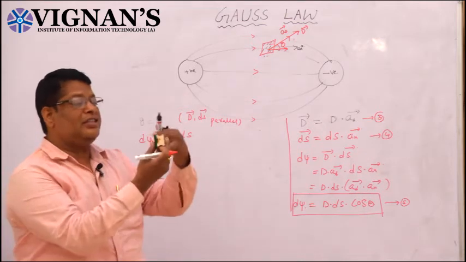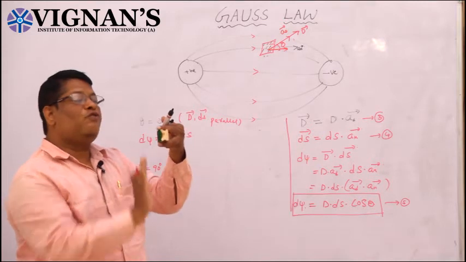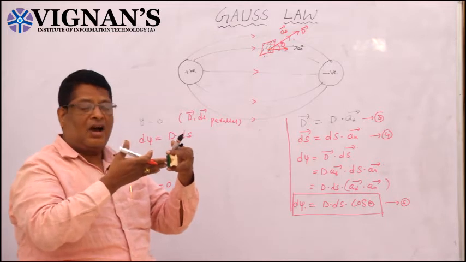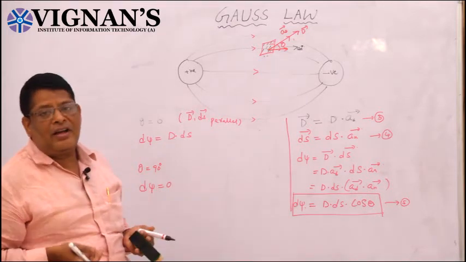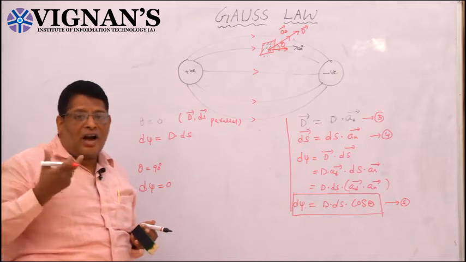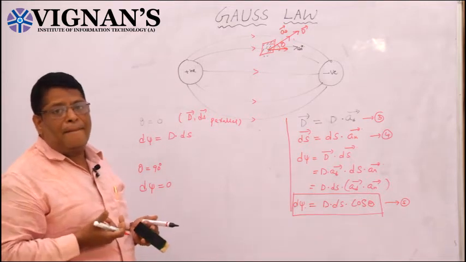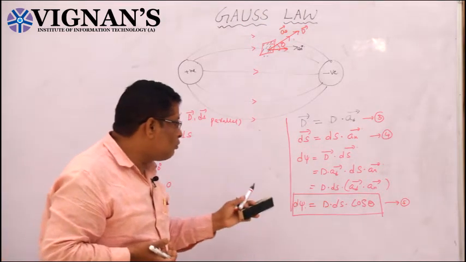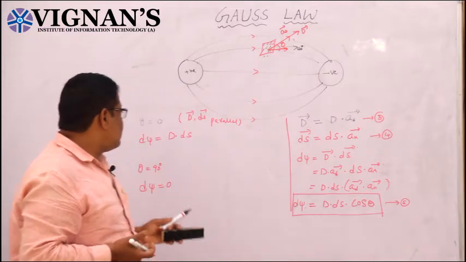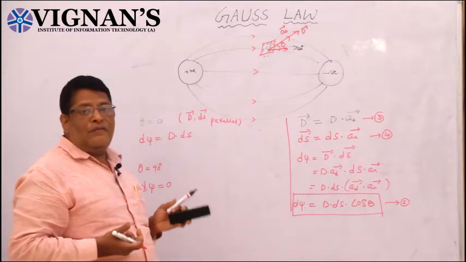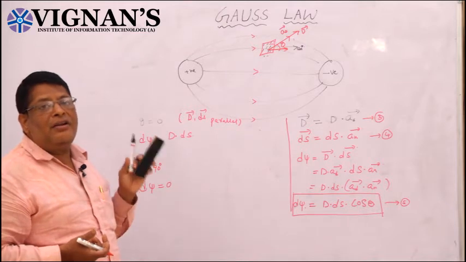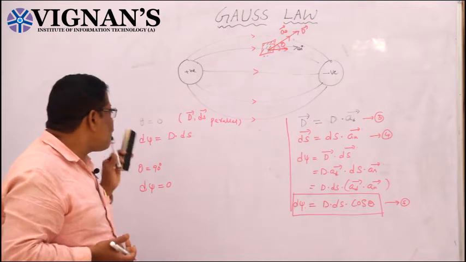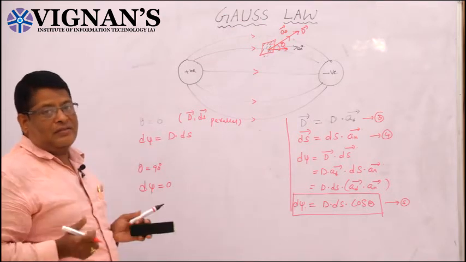See here, the area is in this manner, the flux is flowing in this manner. How can we define it? The flux should be flowing in this direction or at some angle. Then only can we define the flux density. Otherwise, we can't define the flux density in the electric field. So here, dψ equals D into ds, if the angle between the D bar and ds bar is 0.